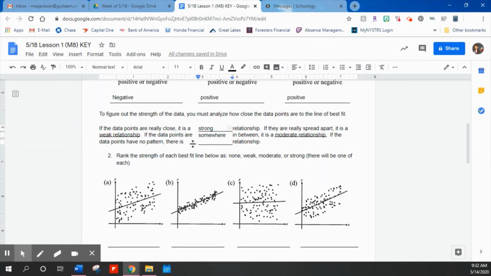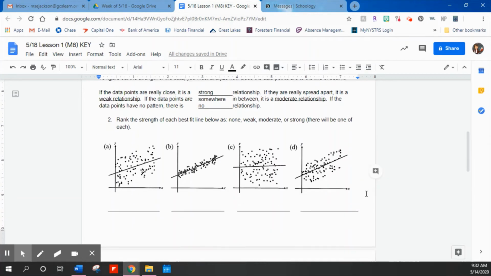And if the data points have no pattern at all, if they're spread and they're not going up or down, that means they're going to have no relationship. All right, let's look at these examples down here. Number 2 says to rank the strength of each best fit line below as none. So that means there's literally no pattern whatsoever. They're all over the place. Weak, which means that the data points are pretty far apart. Moderate, meaning they're getting a little bit closer, and strong means that they are really close.